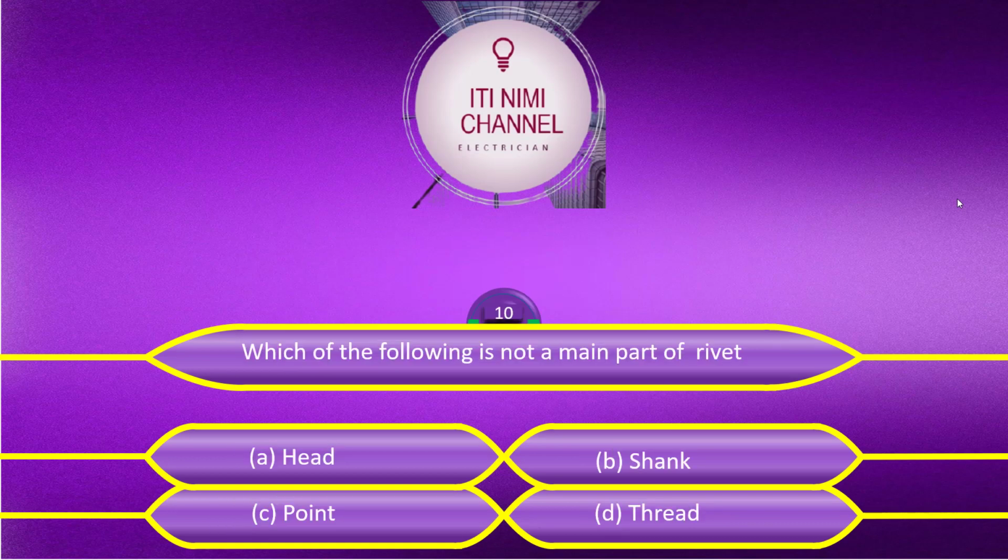Which of the following is not a main part of a rivet? Head, shank, point, thread. The answer is thread.